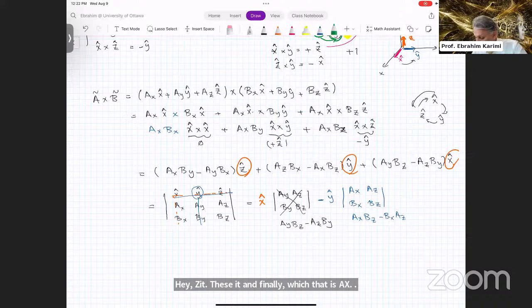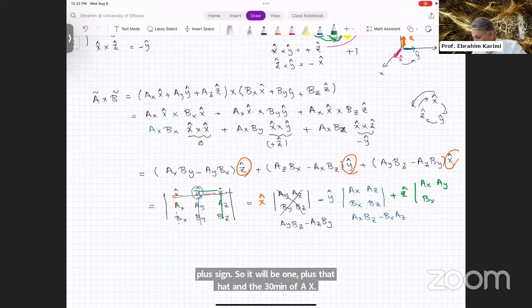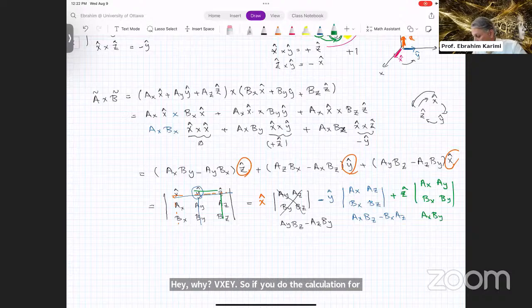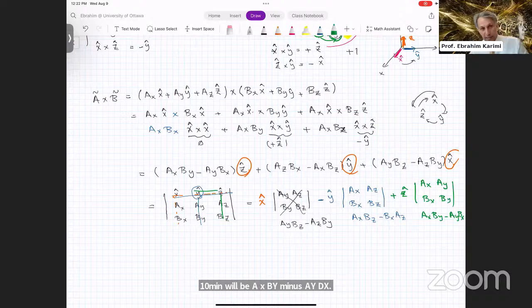And finally, the last term, which will be this. Since the position is 1, 3, that shows up with a plus sign. So it will be 1 plus z hat, and the determinant of ax, ay, bx, by. If you do the calculation for the determinant, it will be ax, by minus ay, bx. Good. So that's the way that someone can do the calculation and find out what's going on with a cross product of two vectors in an algebraic approach.